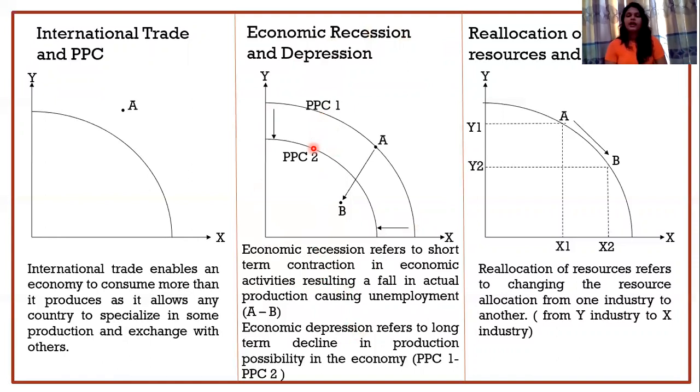Reallocation of resources. Reallocation of resources is changing resource allocation from one industry to another. So in this, you are changing your resource allocation from industry Y to industry X, because you are moving your production point from point A to point B.